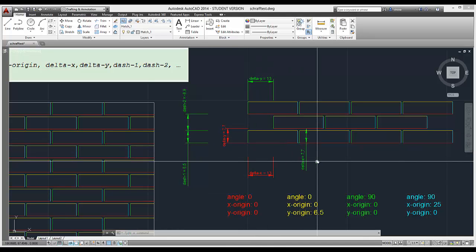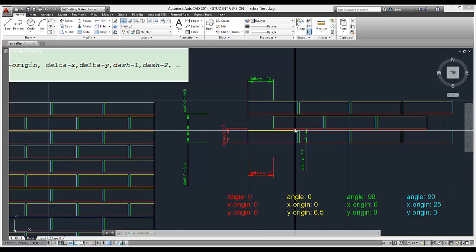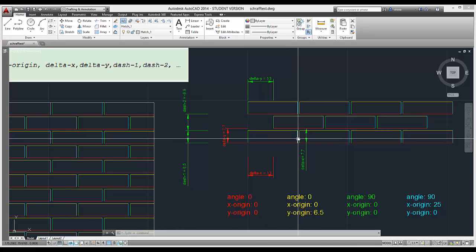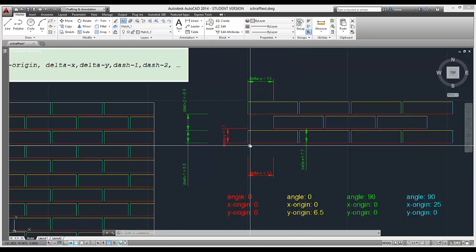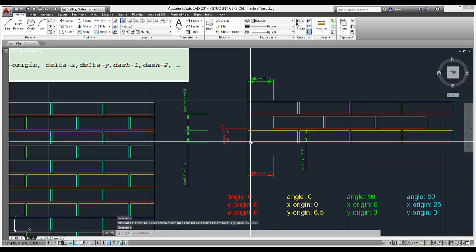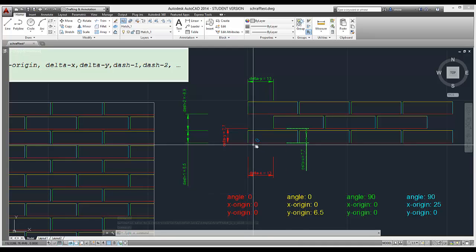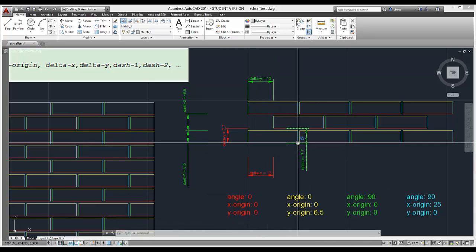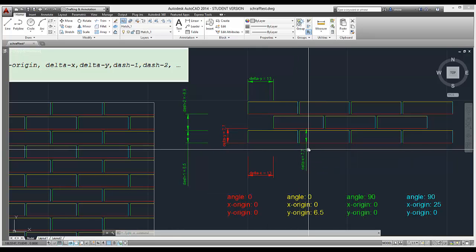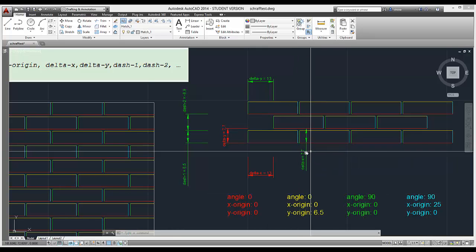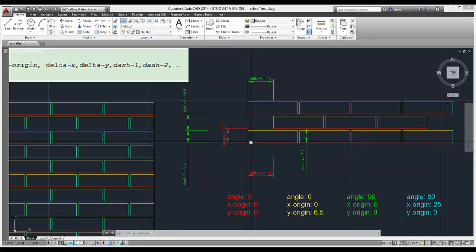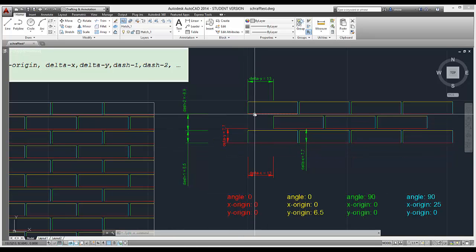And for the green and cyan lines, we have an angle of 90 degrees because they should be vertical. Again, the green line starts at 0, 0, whereas the cyan line starts at 25, 0. And again, the dash values are the lines that should be drawn and the blanks in between them.